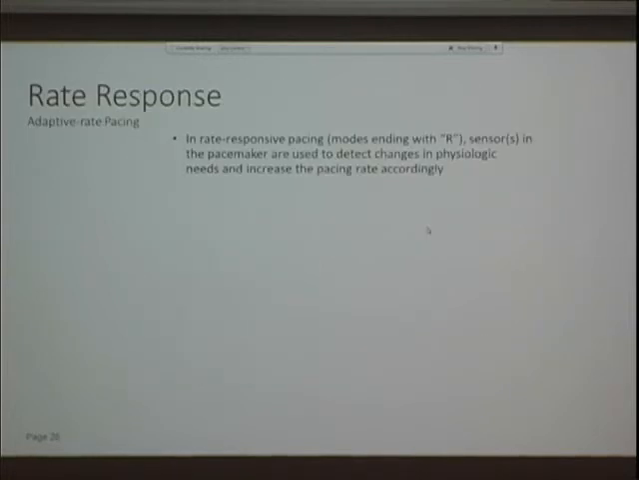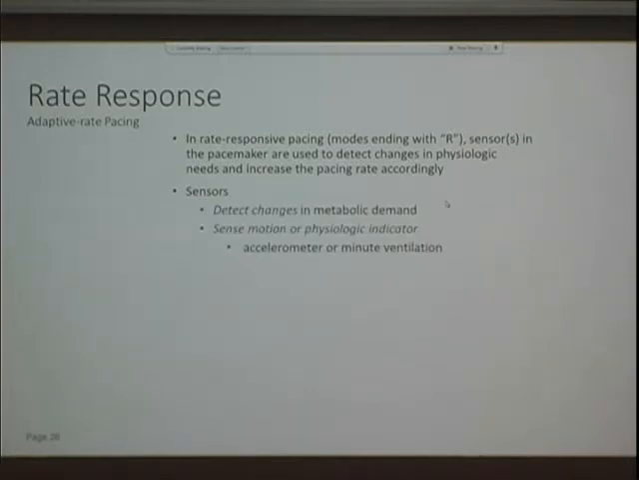Rate response pacing is the ones where you see R at the end of the pacemaker mode. These are usually sensors. Generally, these sensors have accelerometers, which are the motion sensors. Boston Scientific devices have a minute ventilation sensor, so they can actually sense the lung expansion, and based on that can increase the heart rate.